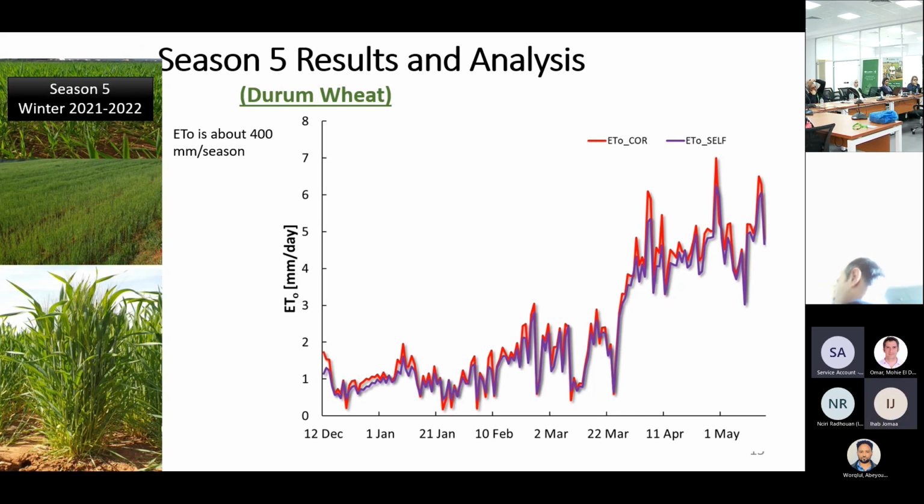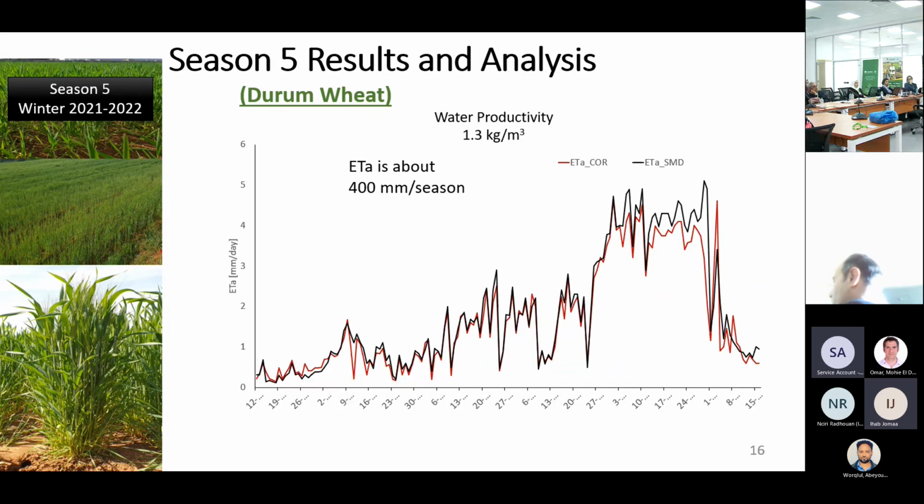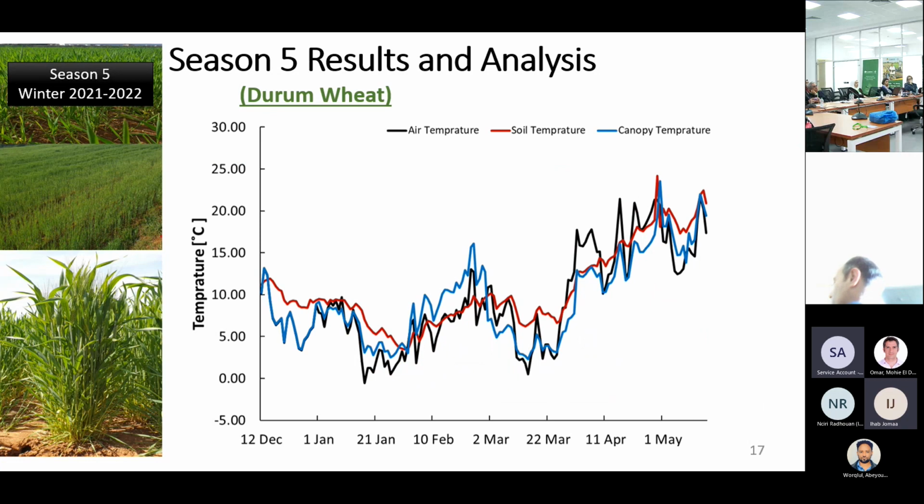Season 5, also we had quite good correlation between the ET node and the reference evapotranspiration, which was about 400 millimeter, with an ETA of about 400 millimeter, and then the water productivity of that season was about 1.3 kilogram per cubic meter.